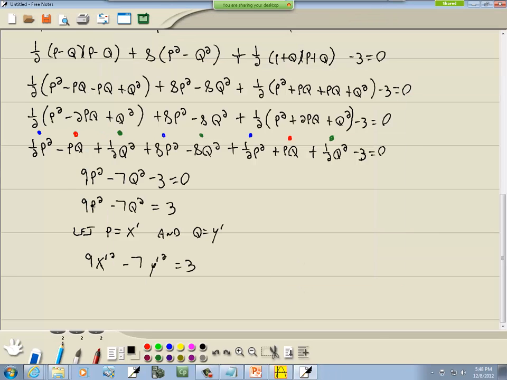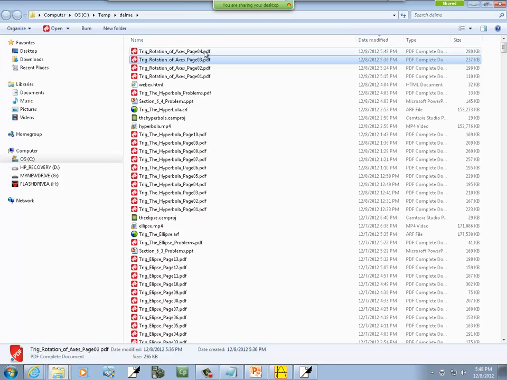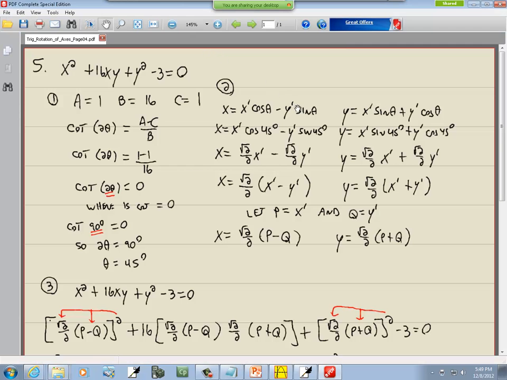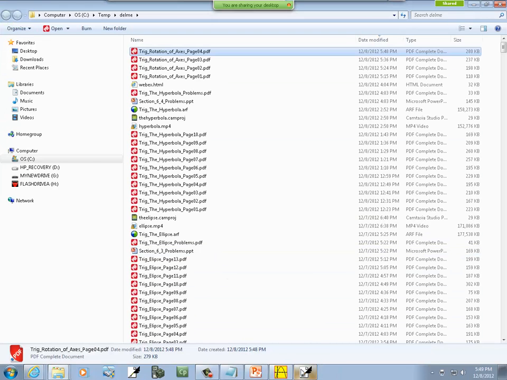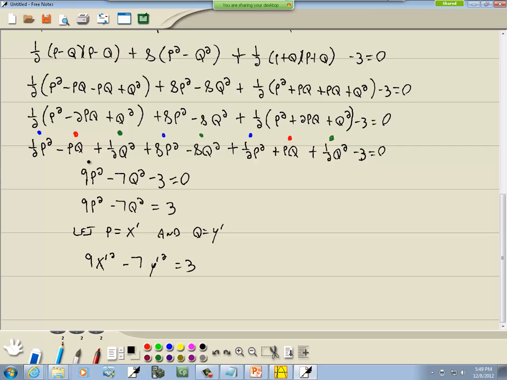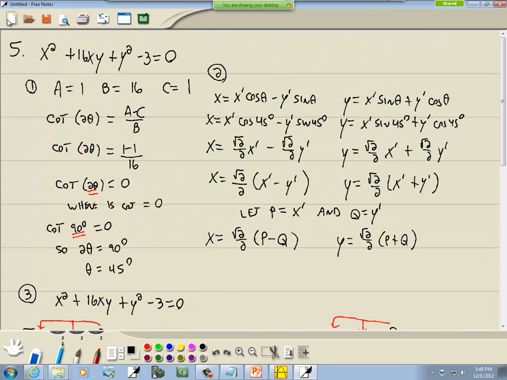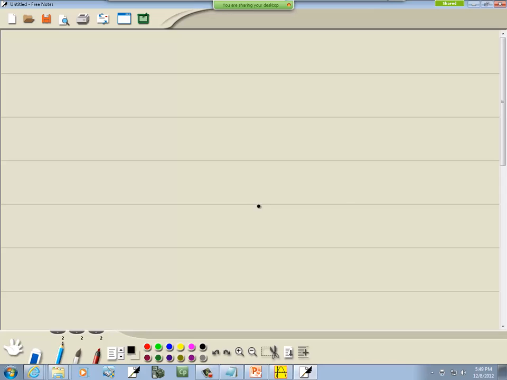I never know whether it works when it does that. It throws me in another page, drives me crazy. Did that work? Yeah, it did. Okay. What problem is this anyway? Number 5. Okay, so number 5 continued.